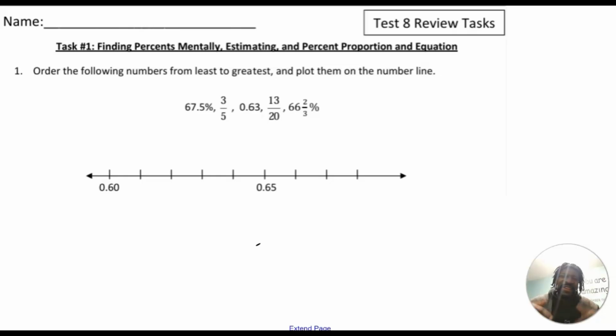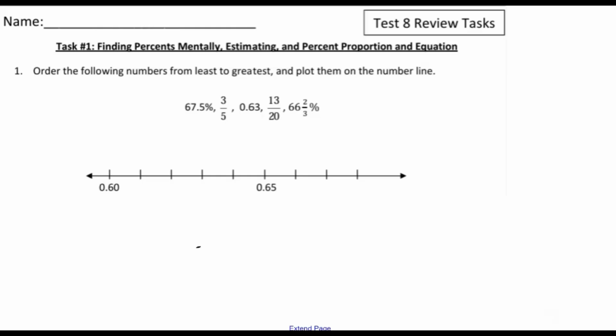Alright. So today we'll be working on the Test 8 review tasks. Specifically, task number 1 will be finding percents mentally, estimating, and using the percent proportion along with the equation. So for question number 1, we're going to order the following numbers from least to greatest and plot them on the number line.